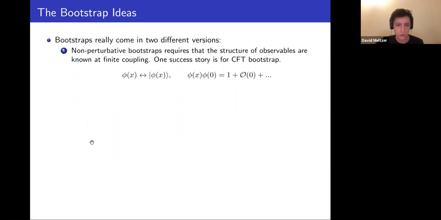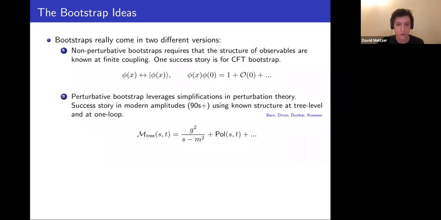But the other kind of bootstrap is the perturbative one. And this leverages simplifications that happen at weak coupling. So here a success story is the modern amplitudes program, where people can make progress because we know a lot about the structure of tree level and one loop amplitudes. So for example, at tree level, our amplitude is just a rational function where the poles correspond to particle exchange and a polynomial corresponding to contact terms.